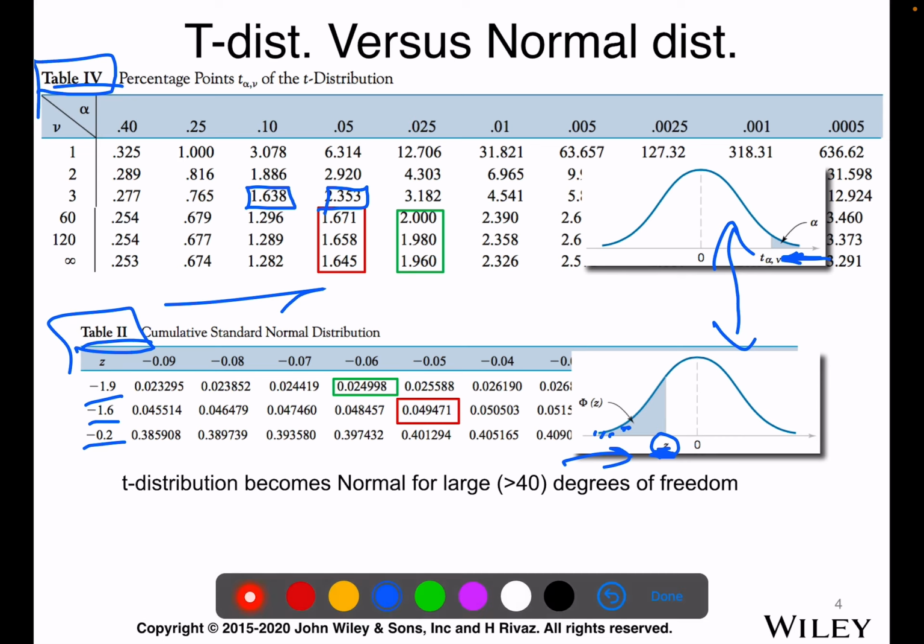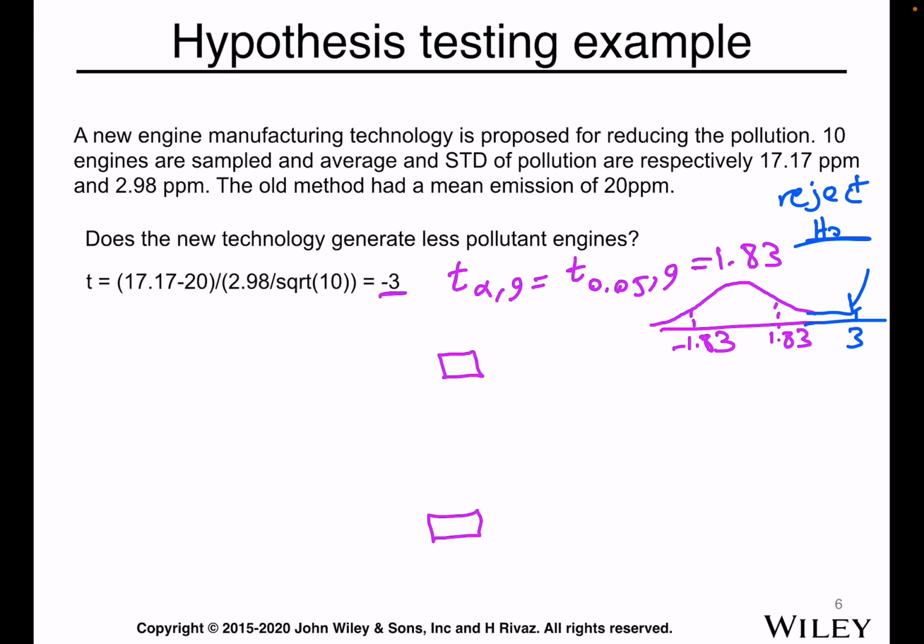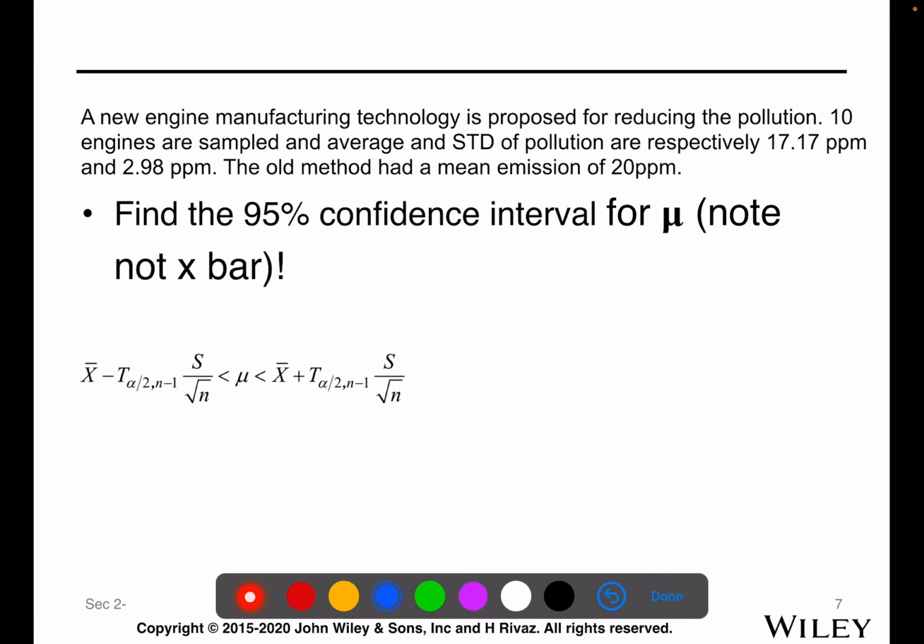Okay. Perhaps we can do one more. Let me see what's the next question. Okay, so yeah, we can do this one. This one's easy. A new engine manufacturing technology is proposed for reducing pollution. 10 engines are sampled, and the average and standard deviation of pollution are given. We should do this one.